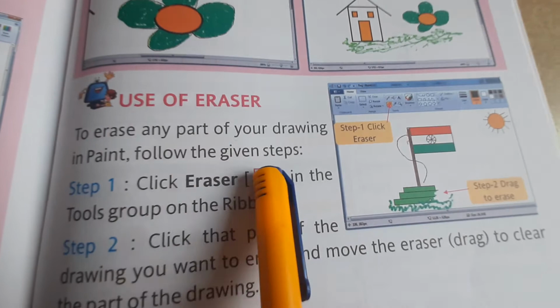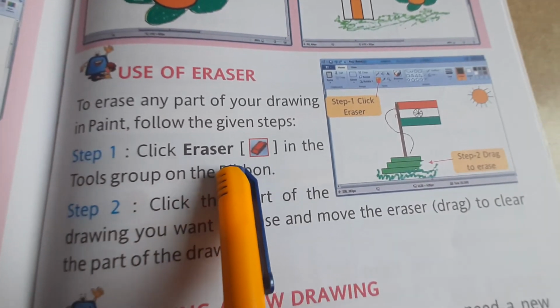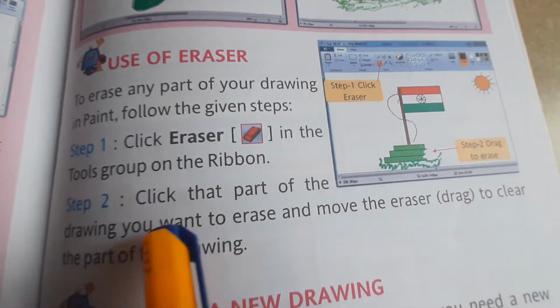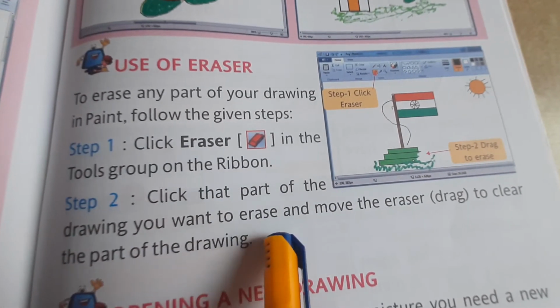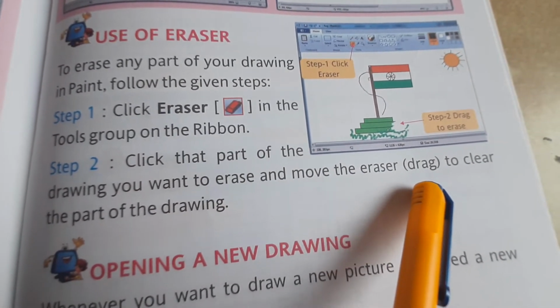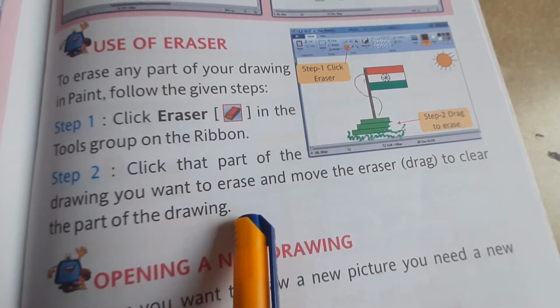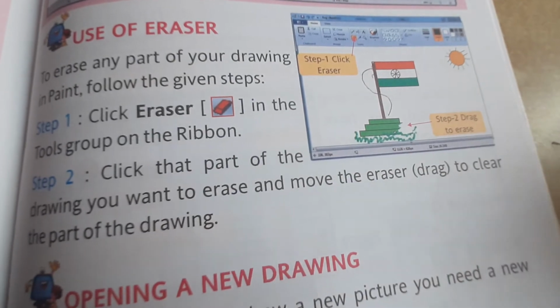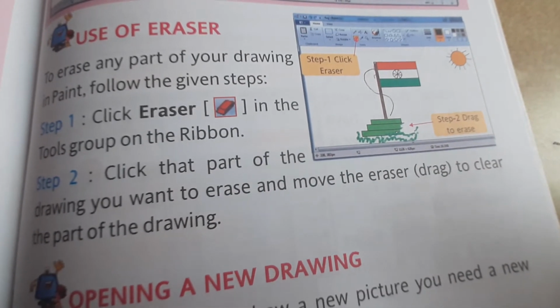To erase any part of your drawing in Paint, follow the given steps. Click Eraser in the Tools group on the ribbon. Click that part of the drawing you want to erase and move the eraser. Drag to clear that part of the drawing. So simply you just have to click on the tool and then you can do the erasing part.